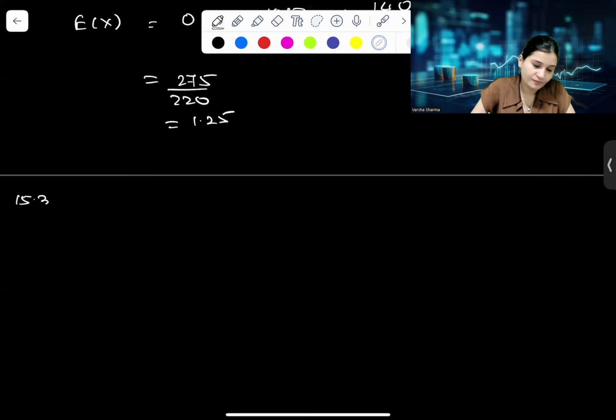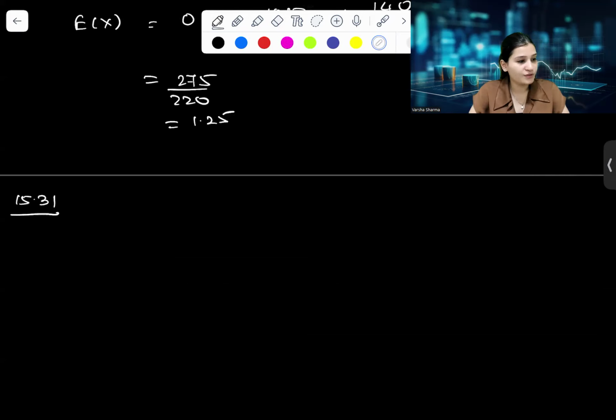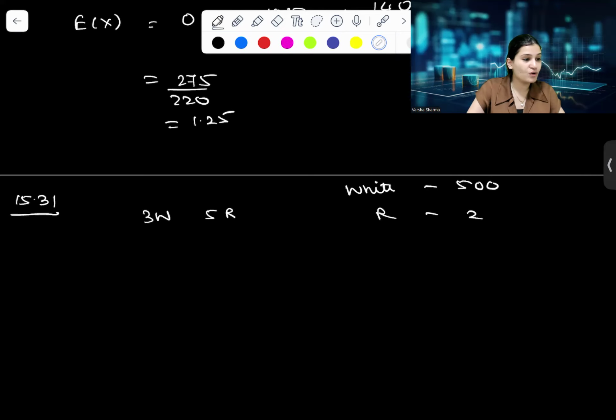15.31. A man draws 2 balls from a bag containing 3 white and 5 red. He gets rupees 500 if he draws a white ball. For a white ball, he gets rupees 500. For red, he gets 200. So X will be money. What is his expectation if he is asked to pay rupees 400 for participating in the game?